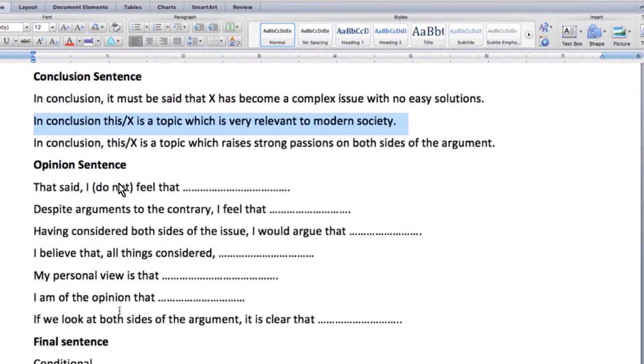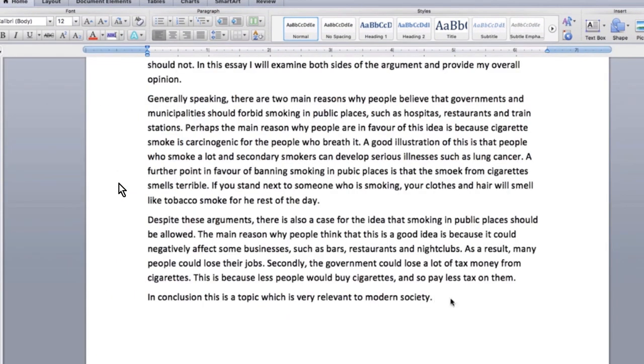Choose one of these. This is where you give your opinion. Any one of them is fine. Let's choose that one. We should ban smoking in all public places. You can even say, if you want, very strongly that.